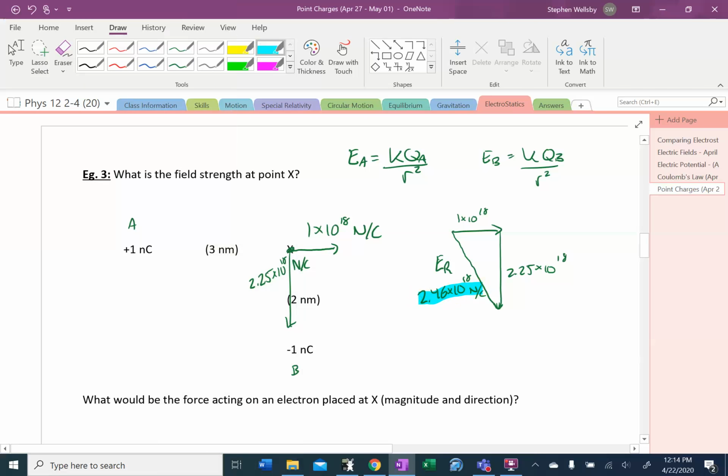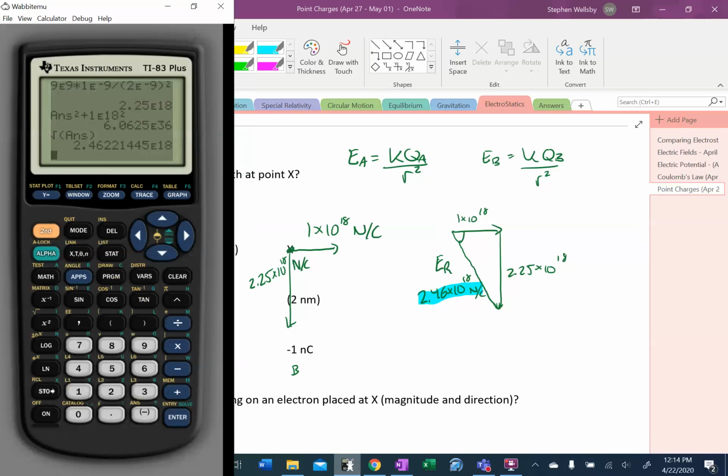And we need to find also, because it's a field, we need to know the direction. So for the direction, we can just use sine or cos or tan. In this case here, we would use tan, which would be the easiest one here because we have the sides.